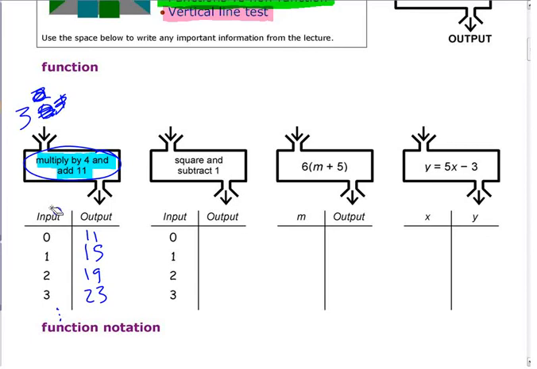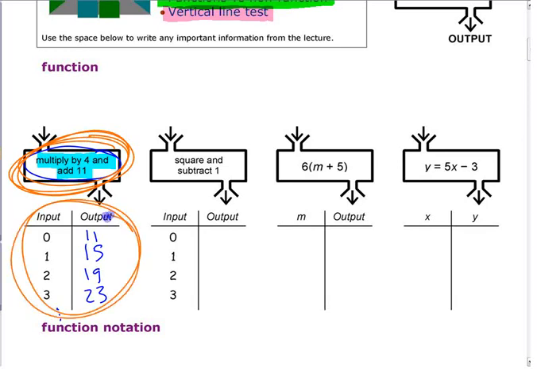There's a lot of different ways you can represent a function. You can represent it with words. This is with words. You can represent it with a table like this. You can represent it with a graph, which we're going to get to. You can represent it with an equation. These ones over here, here's an equation.